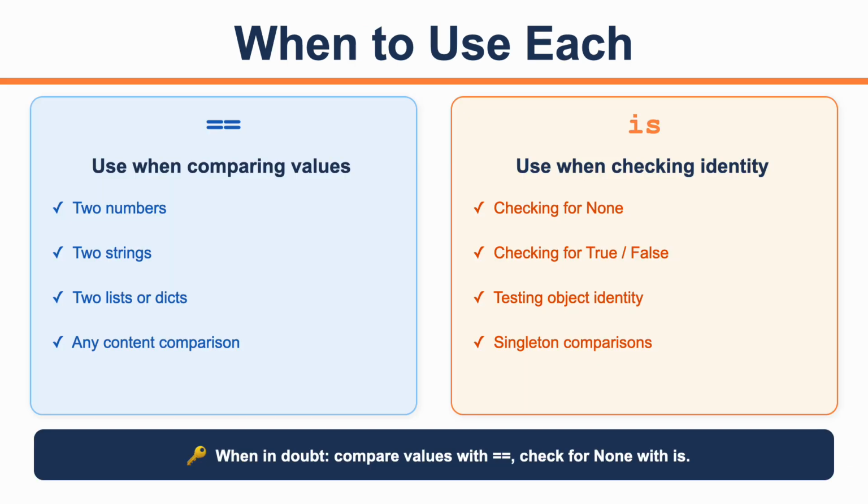To summarize, use double equals when you want to compare values, such as comparing two numbers, strings, or lists. Use the is keyword when you want to check object identity, or when checking for None. A simple rule to remember, for None checks, the is keyword is always the right choice.